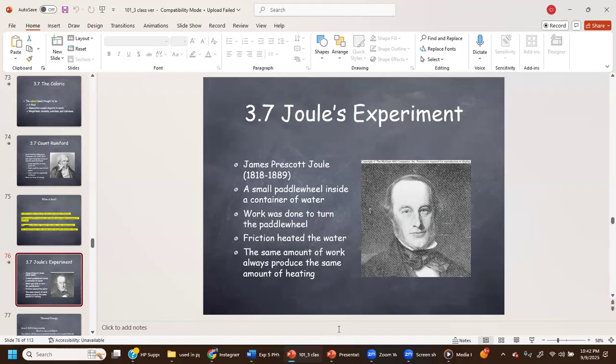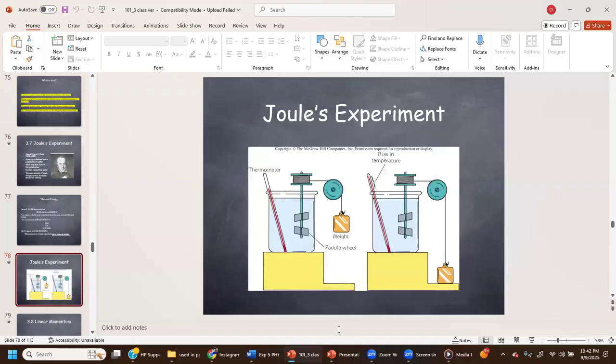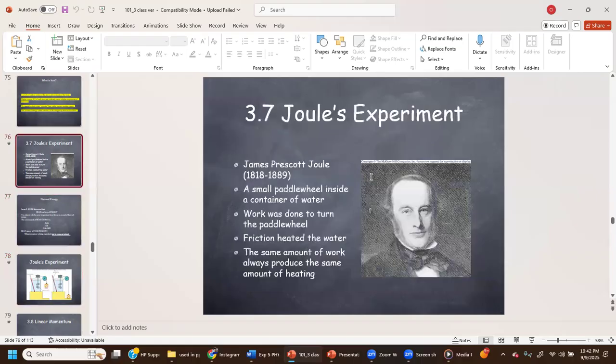I think I have a picture of it. Yeah, you have a small container, you have a small paddle inside a container of water, and we had a weight. Now he noticed that when the weight goes down, the paddle keeps on working. When the paddle works, the temperature actually increases. So he concluded that the work was done to turn the paddle. The friction heated the water, and the same amount of work always produced the same amount of heating.